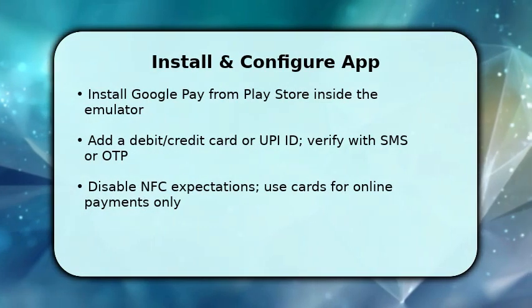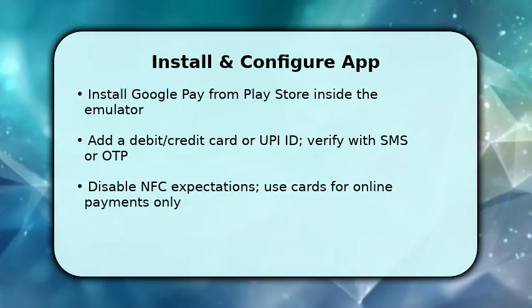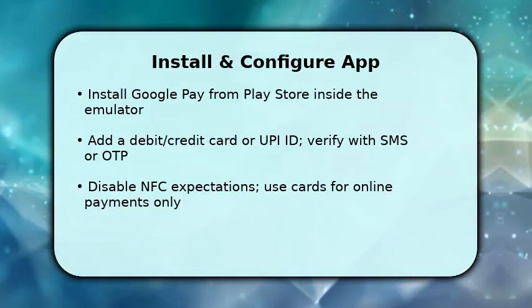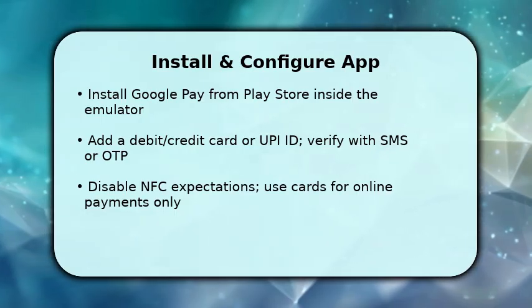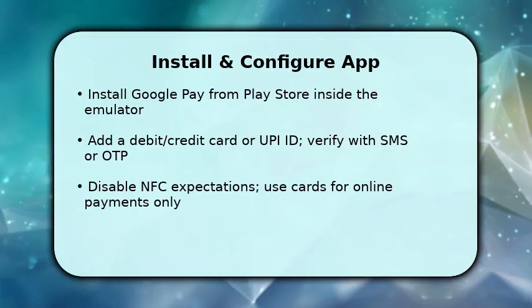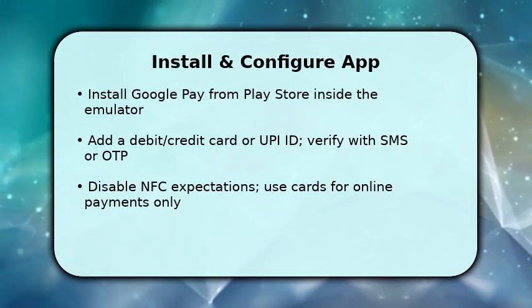You install and configure Google Pay inside the emulator and then add payment methods because that is how you make transactions from the PC. After installing, open Google Pay, tap Add a payment method, and enter your card or UPI details. Verify with the OTP sent to the phone number tied to your Google account.